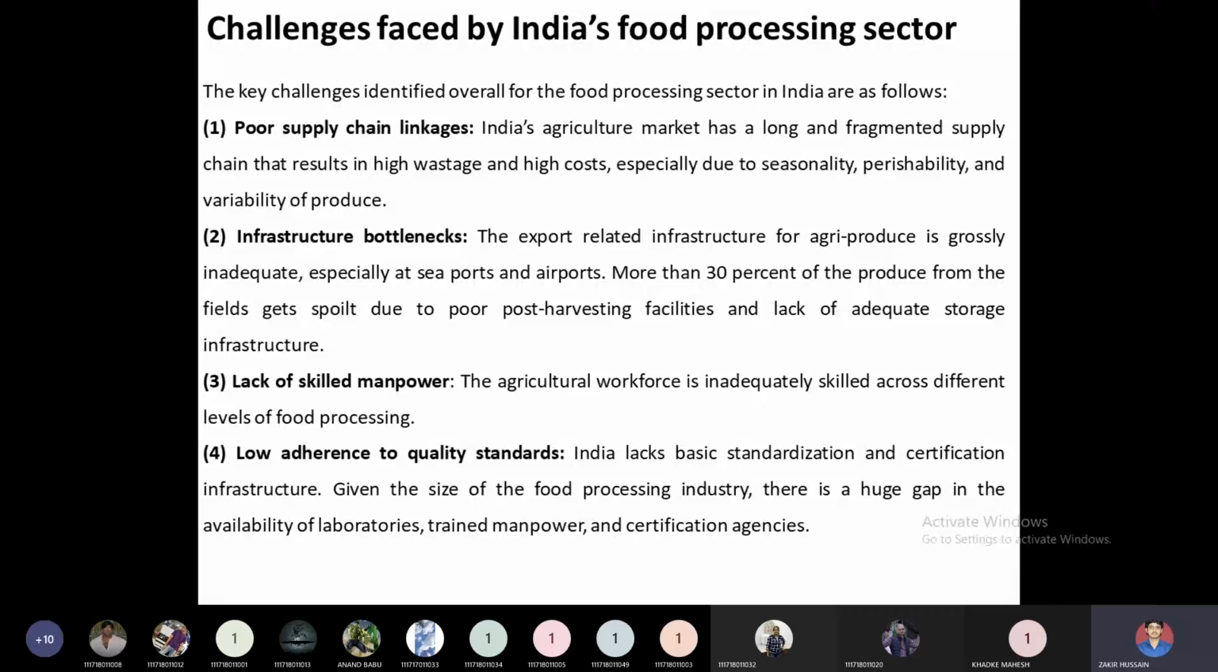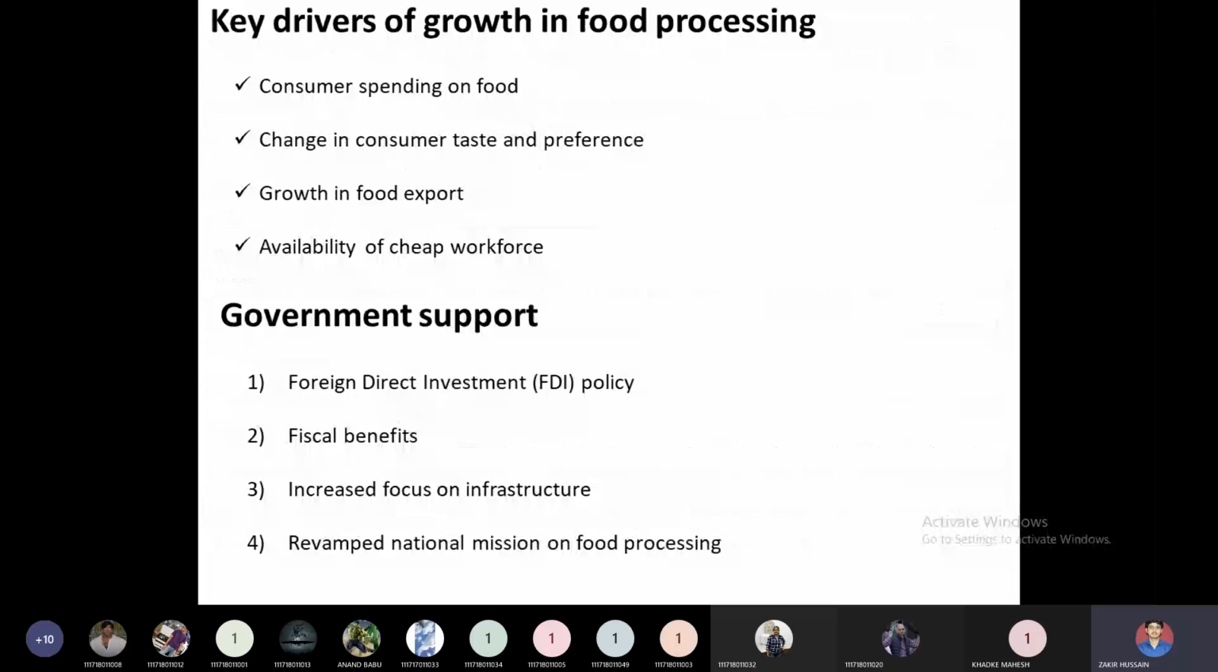As per my knowledge, food certification laboratories in India are only in New Delhi and Chennai. Nowhere else are these food processing laboratories available. There's also a lack of trained manpower, and there are no private players in these certifying agencies. Because of this, we are facing many challenges in the food processing sector. Then what are the key drivers for the growth of the food processing industry, especially in India?